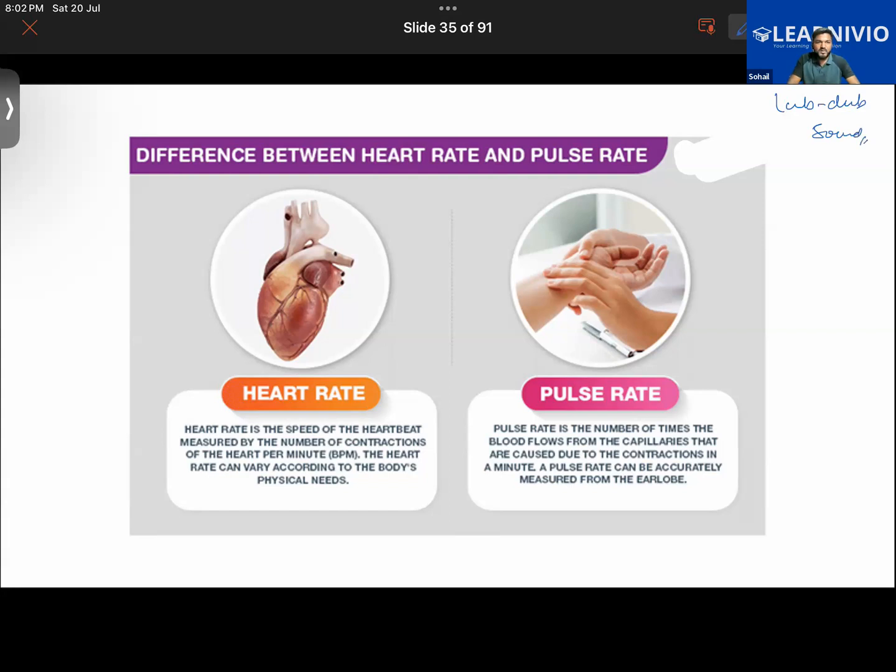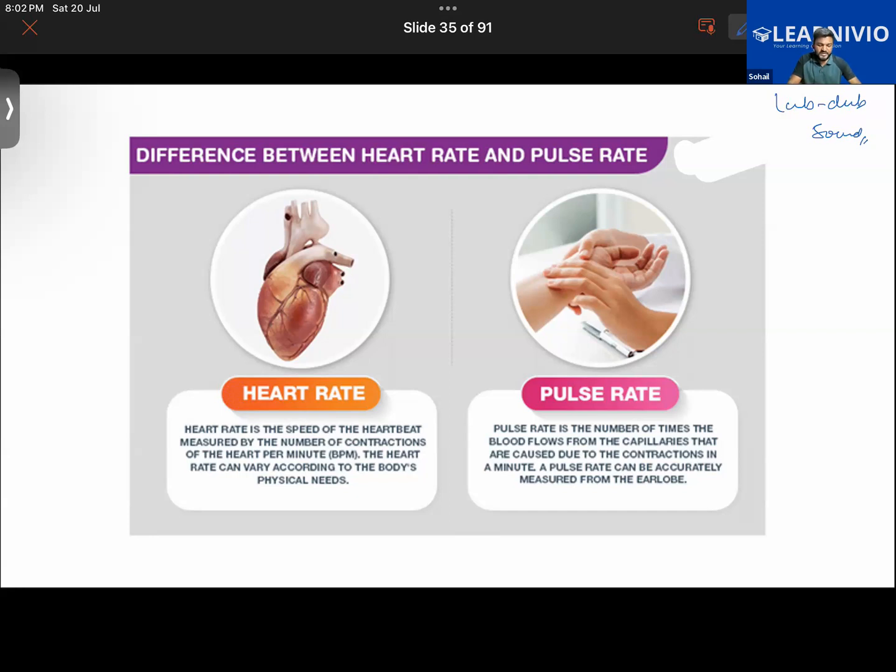So talking about the human heart rate, it would be the number of times the heart would be beating. Later on, while we learn how the human heart beats and how specifically it happens, we will learn about that in detail.